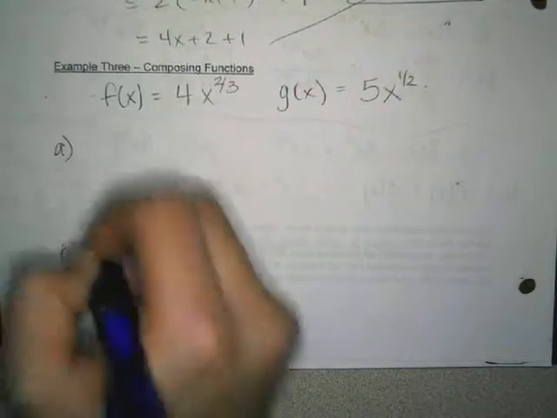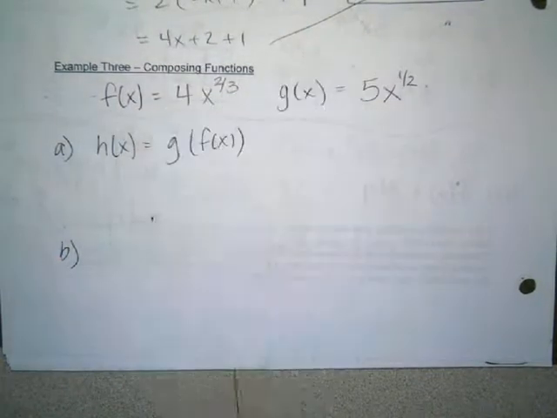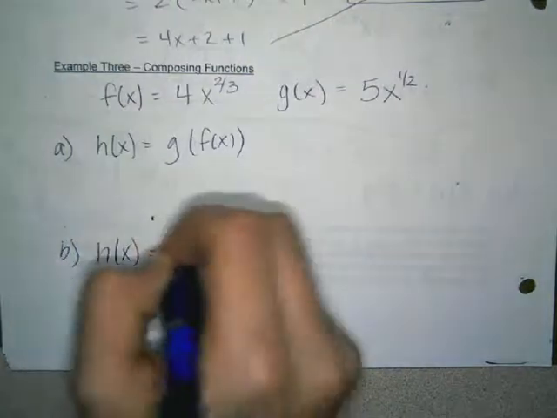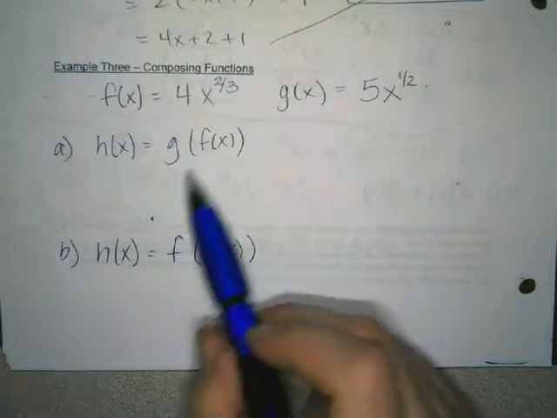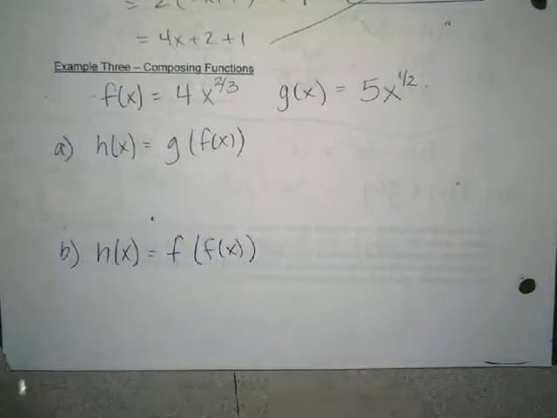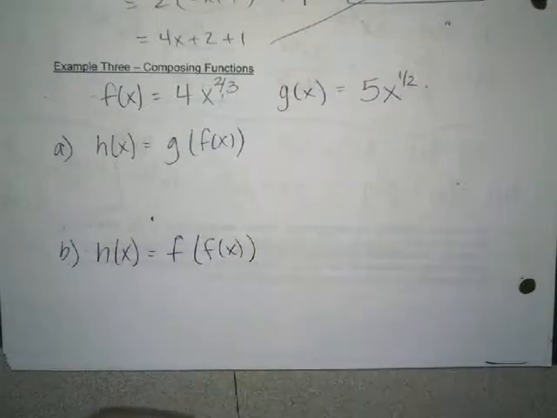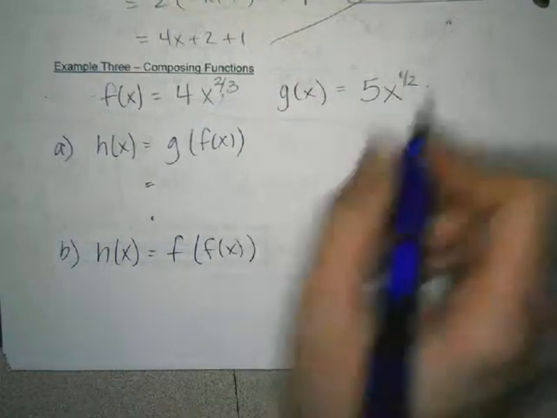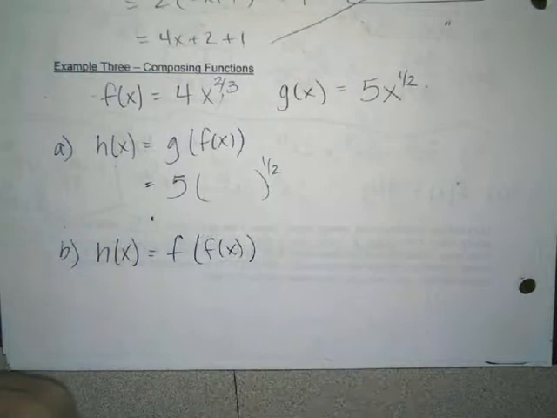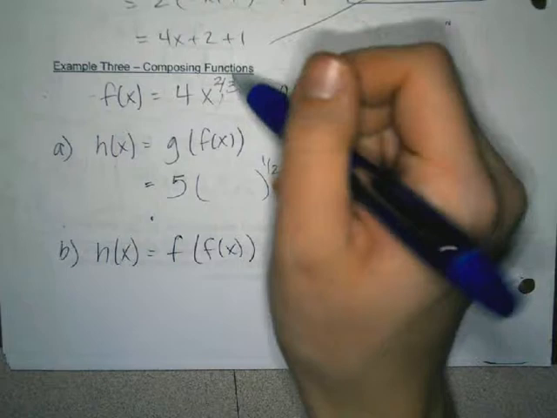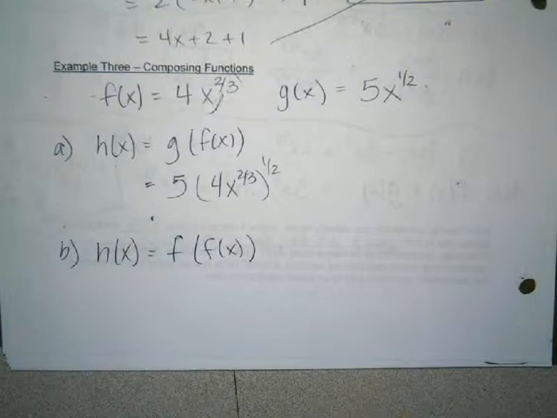Okay, let's do g of f of x as my first composition. Then we'll do f of x. This is telling me I want a new function. That new function is going to be created by plugging this into g of x. So I'm going to start by rewriting g of x with everything there except for the x. And then to replace the x, I'm going to put that entire function of f of x. And then we're going to simplify.